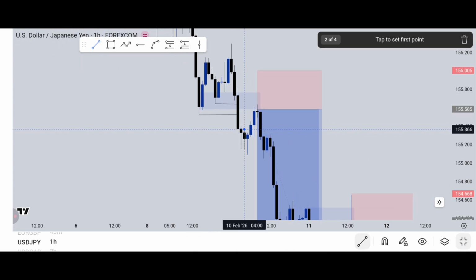This is a single candle liquidity here, single candle inducement.